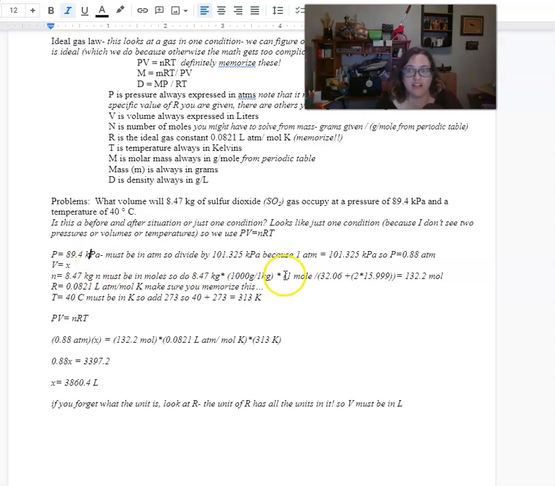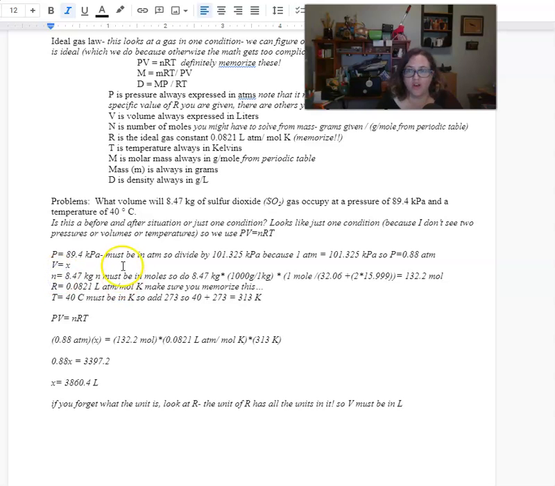That's a problem. I need it to be in atmospheres. Just divide it by 101.325. Remember, that's one of the things you memorize, because 1 atmosphere is 101.325 kilopascals. So pressure is actually 0.88 atmospheres. Volume is what we're looking for. It must be in liters, but it will end up in liters.